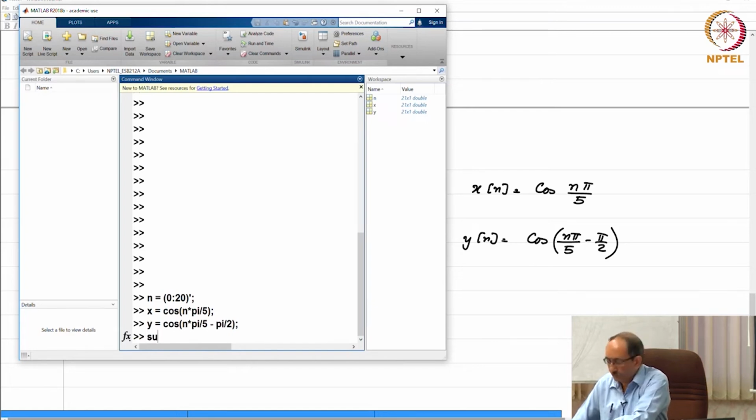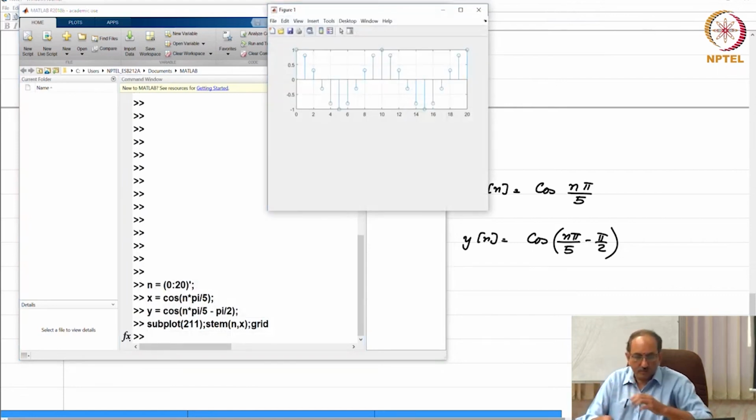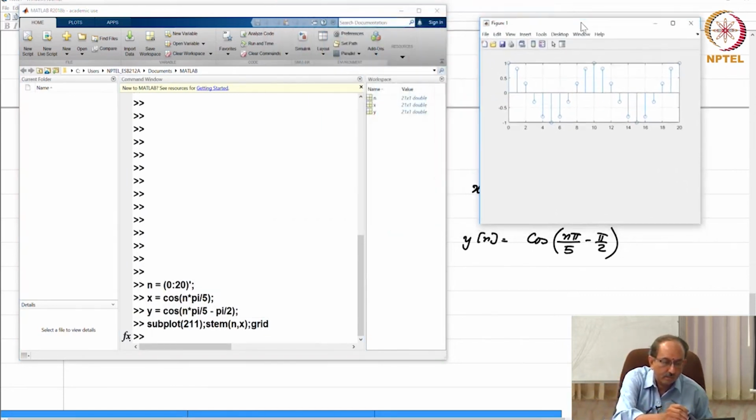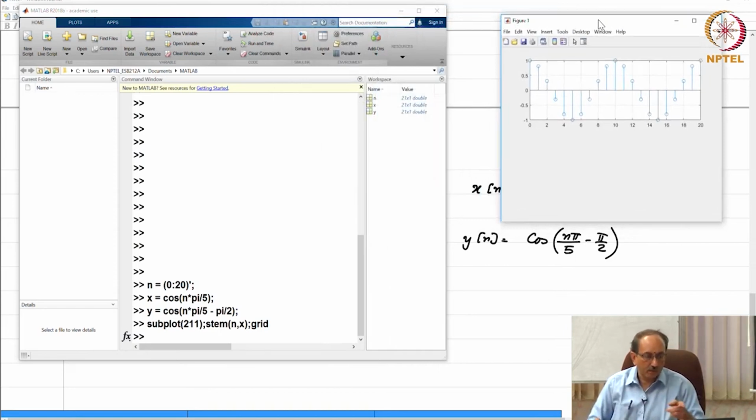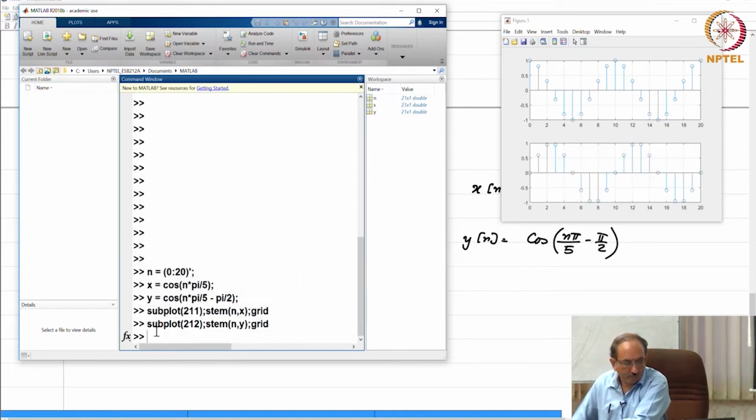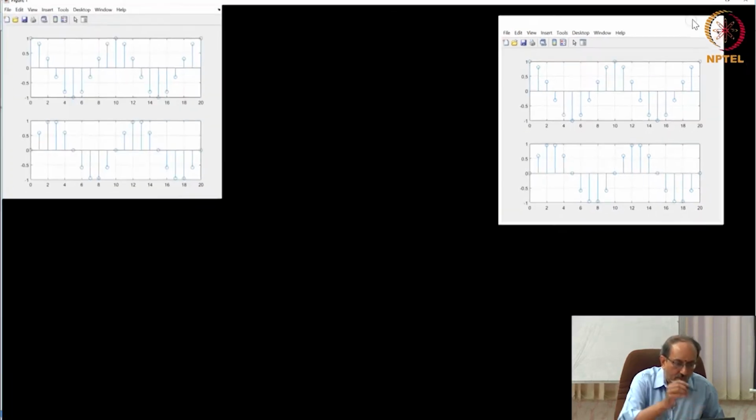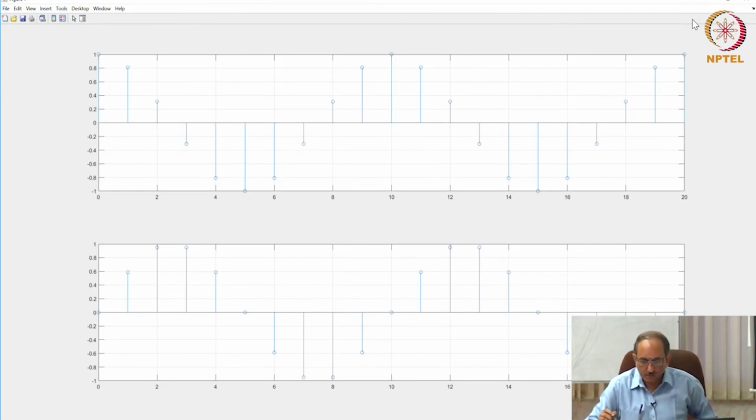All right. Now let me plot both these sequences. So this is the first plot. I'll later zoom this so that you can see similarities and differences. So the top plot is x of n, which is cos n pi by 5. The bottom plot is cos n pi by 5 minus pi by 2. Now let me zoom this up.